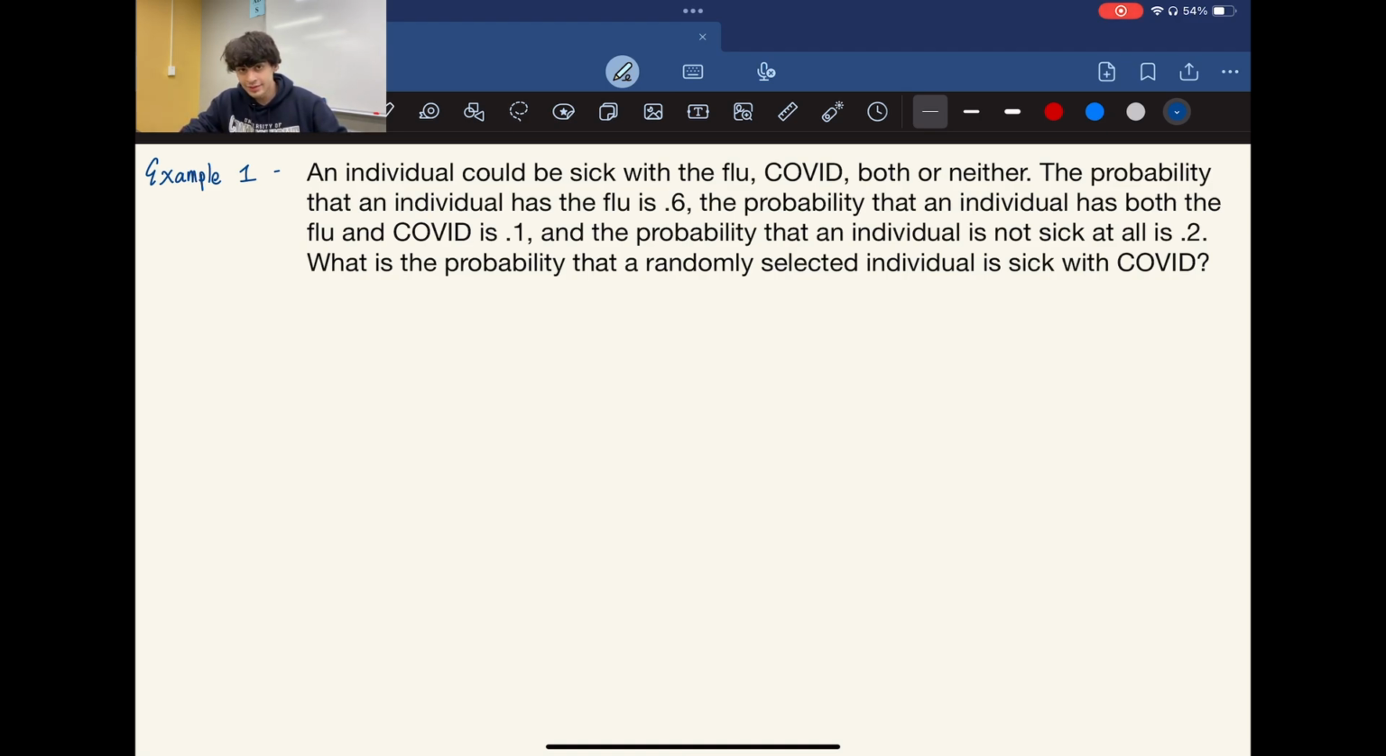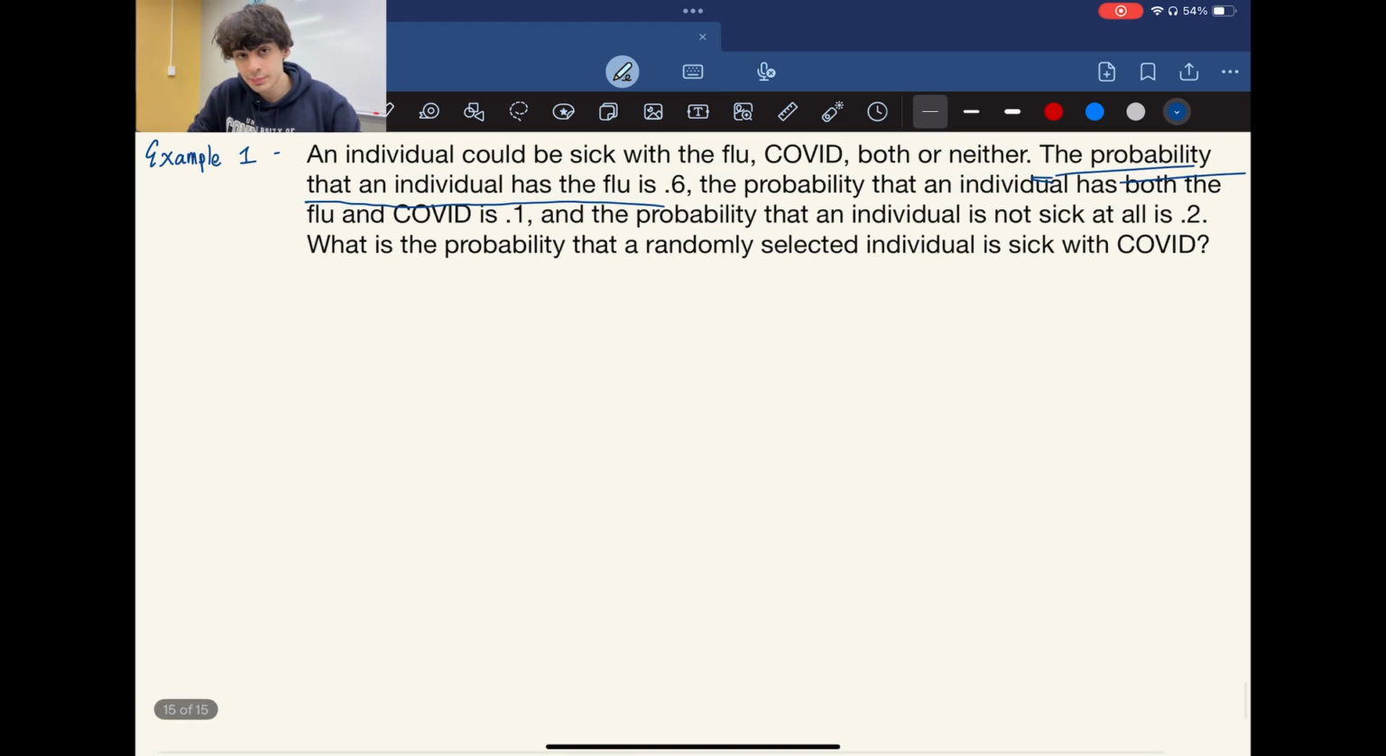That's a lot of words, that's a lot of numbers, and the best way to start is just by breaking this down into the simplest terms possible using the notation and language that I just explained earlier. So what's jumping out first to me is this line here. The probability that an individual has the flu is 0.6.